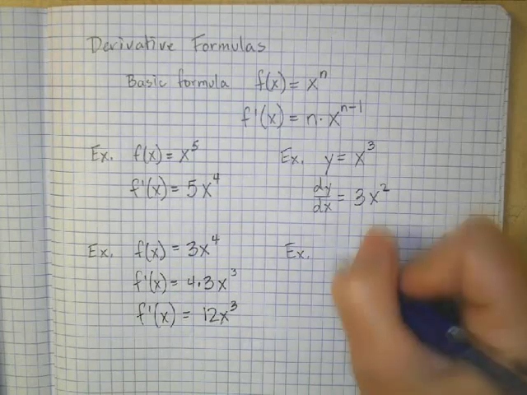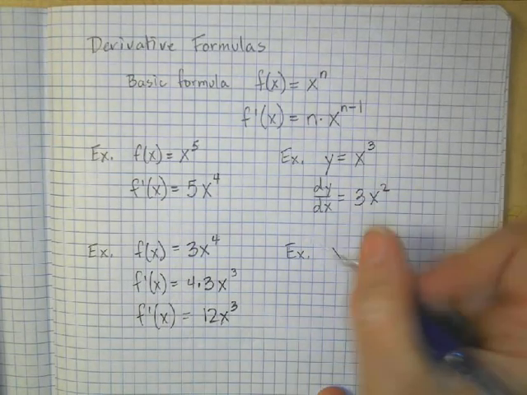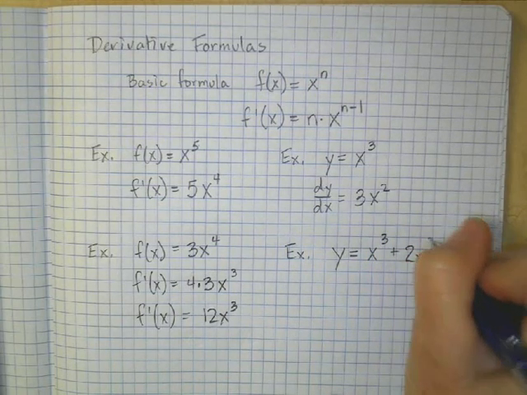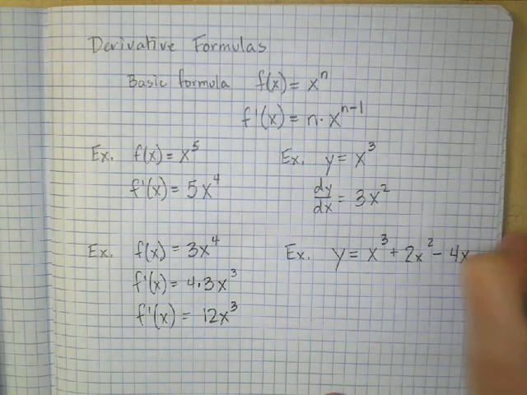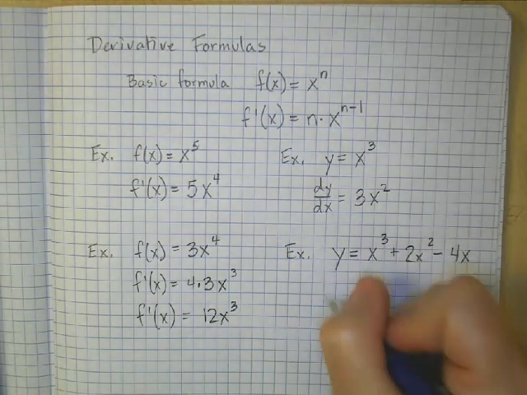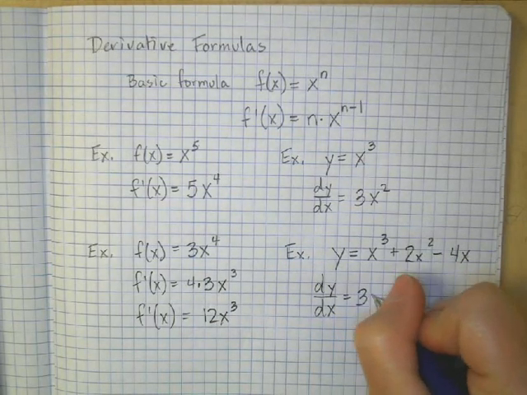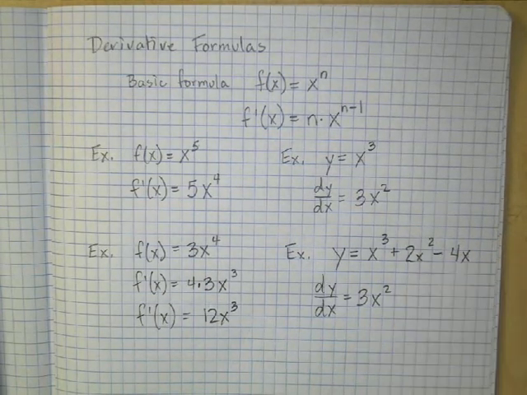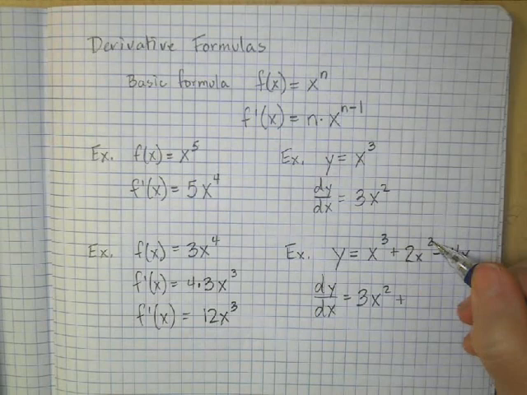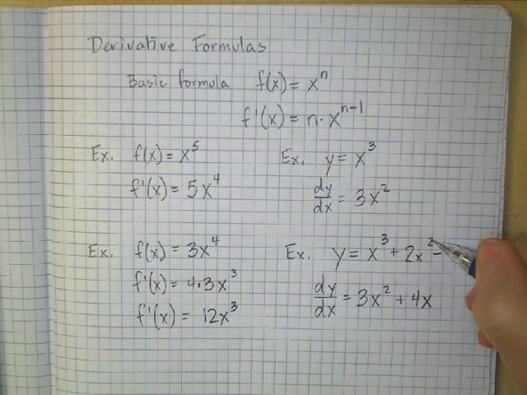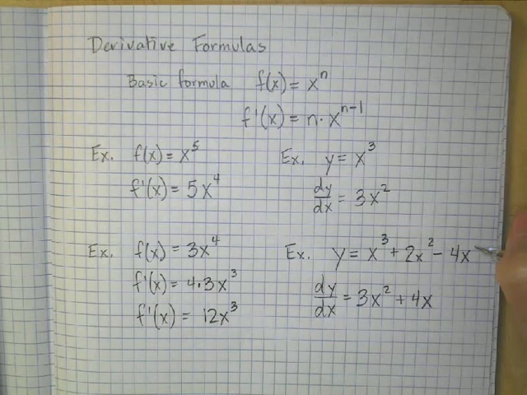So for example, if I have y equals x cubed plus 2x squared minus 4x, I can then do dy dx, my derivative, multiply the exponent in front, subtract 1 from the exponent, do it for the next term. 2, multiply it by the number in front. 2 times 2 is 4. Subtract 1 from the exponent. 2 minus 1 is 1. And then my invisible exponent here. My invisible exponent is a 1. So 1 times negative 4 is negative 4.